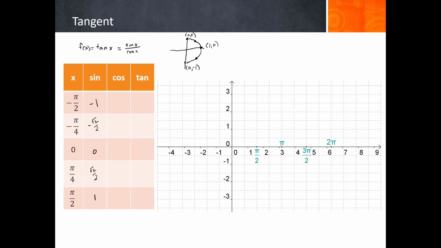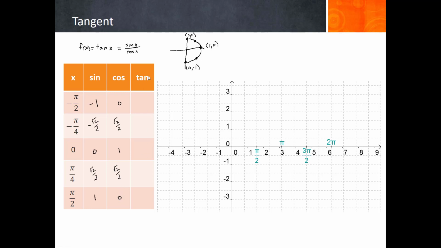So those are the sine values that we get at those angles. For cosine, again, remember cosine is x. So cosine at negative pi over 2 is 0. It's then going to be a positive root 2 over 2. It's going to be a 1. It's going to be another root 2 over 2. And then it's going to go back to 0.